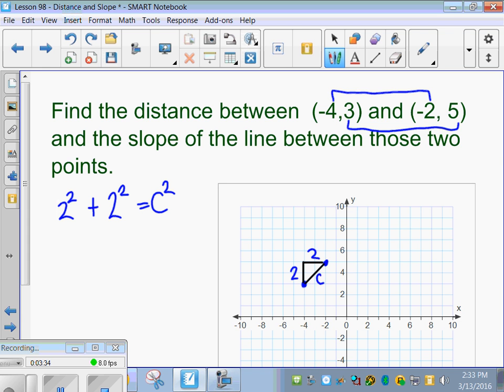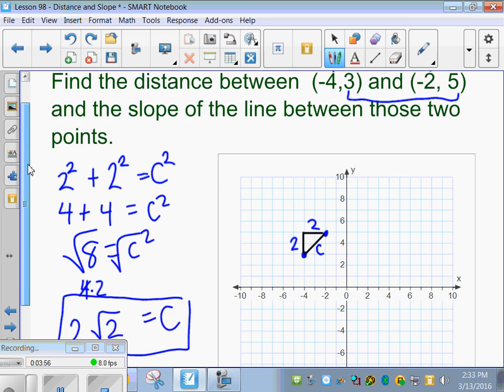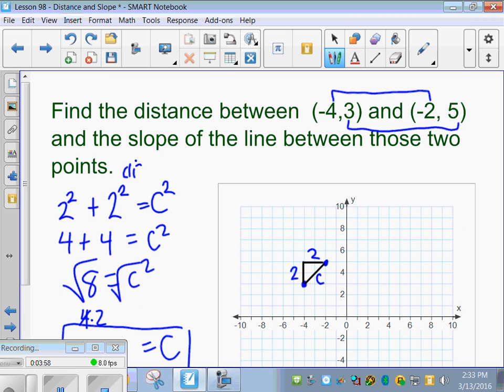So this is the side we're finding. So 4 plus 4 equals c squared. So that's 8. And then we're going to square root both sides. This one does have a perfect square number because this is 4 times 2. And the square root of 4 is 2. And then the other 2 stays inside. And there we have the distance. Okay? So make note that this guy right here is the distance between them.